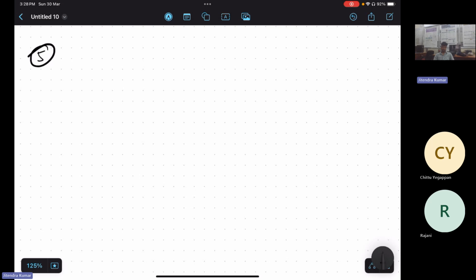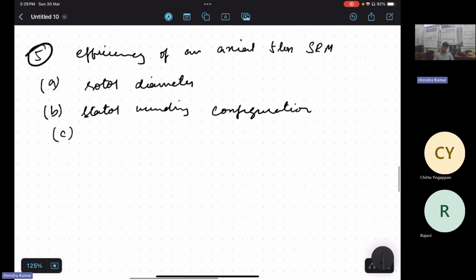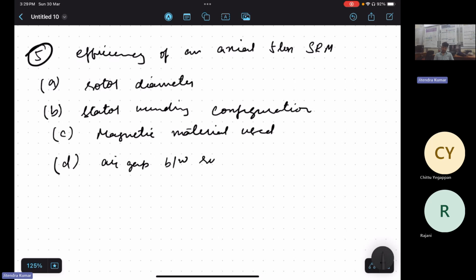Okay, so the next question is a theoretical question: the efficiency of an axial flux SRM depends on rotor diameter, stator winding configuration, magnetic material used, or air gap between rotor and stator.